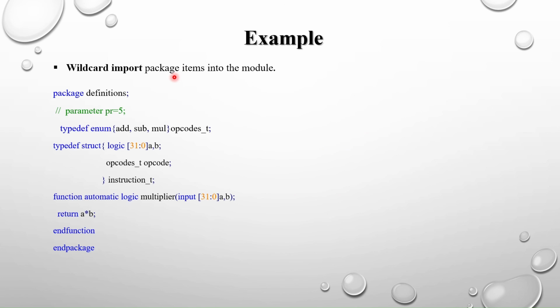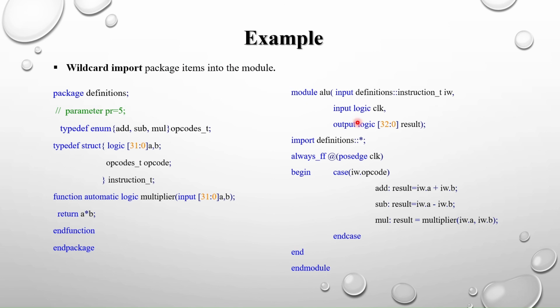Now we will see wildcard import. Here, same package, and you can see the same module. Here you can see the change. Here I'm using add, sub, multiply. I'm not using the scope resolution operator because of this statement: import definitions scope resolution operator star. This is called wildcard import. Wildcard import means instead of importing a specific item from the package, you import the entire package. Star means everything. So import definitions, package name, scope resolution operator, star. That is called wildcard import.